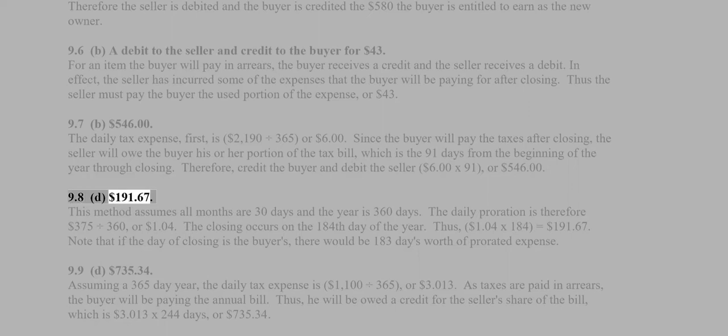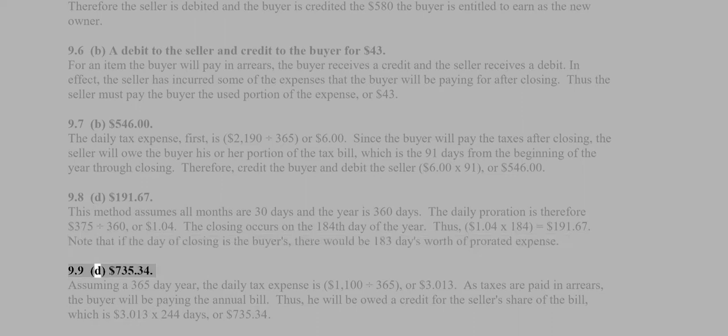9.8. D. $191.67. This method assumes all months are 30 days and the year is 360 days. The daily proration is therefore $375 divided by 360, or $1.04. The closing occurs on the 184th day of the year. Thus, $1.04 x 184 equals $191.67. Note that if the day of closing is the buyer's, there would be 183 days worth of prorated expense.